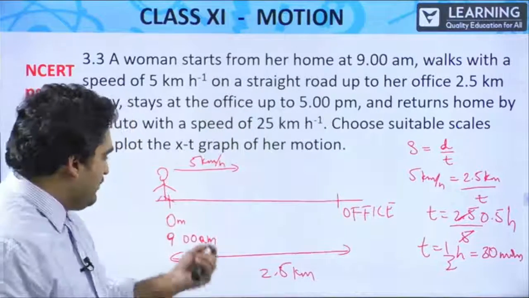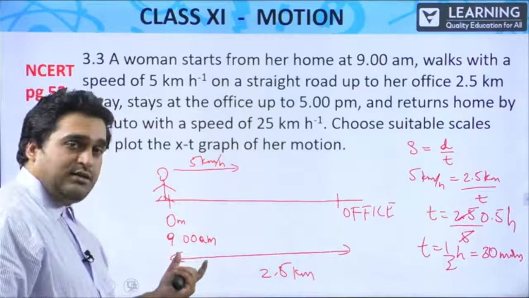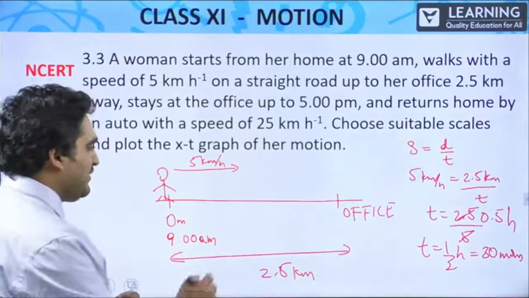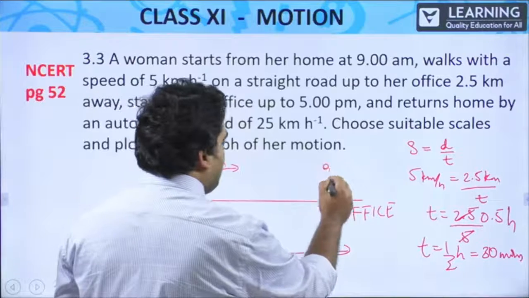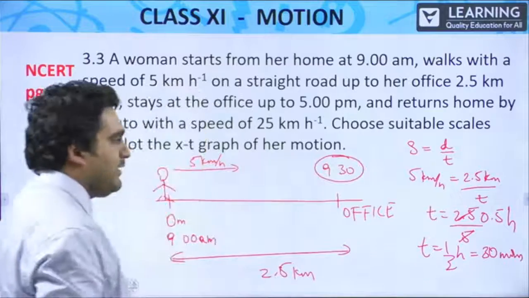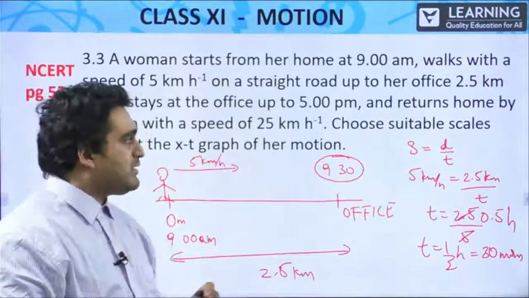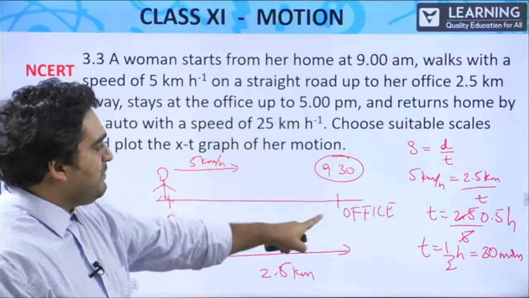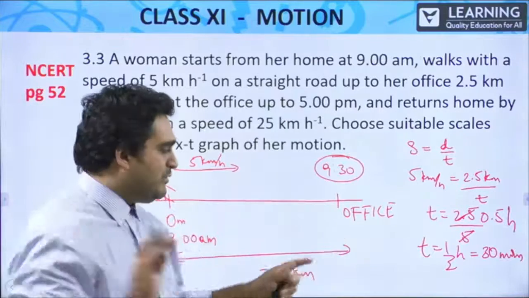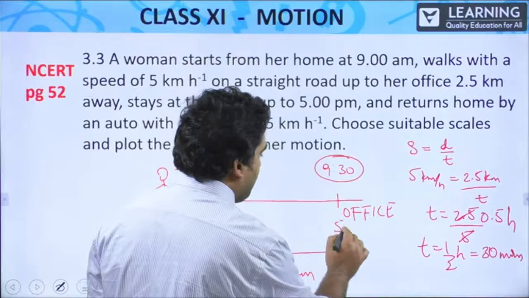Alright. So at 9 o'clock she starts, and by 9:30 she will reach the office. Okay, remember that: 9:30 she reaches the office. Then next, up to 5 p.m. she is at the office. She is not going anywhere else up to 5 p.m.